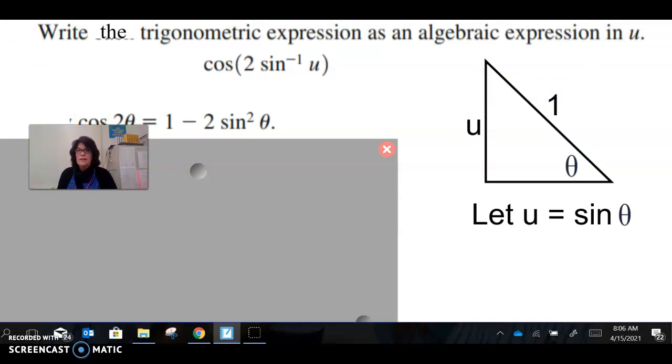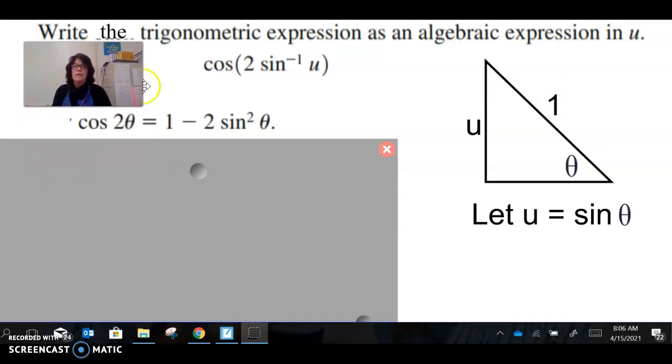Let's try this one. Same type thing. Write the trig expression as an algebraic expression of u. We have to realize we're taking cosine of twice an angle. And I'm going to use this formula. I know there's 3 of them to choose from, but this is the one I chose for this one, since it involves sine. I drew an angle such that the sine of it was u.